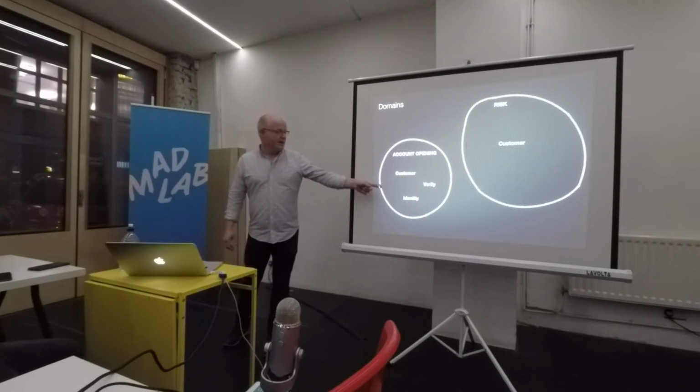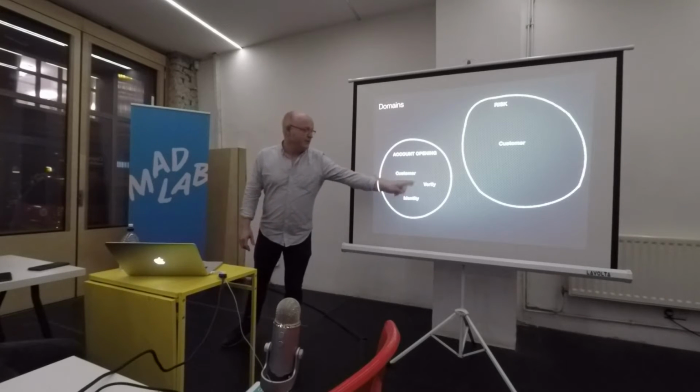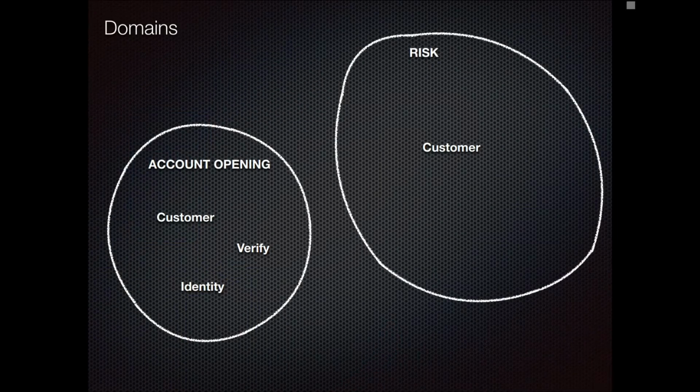So customer and identity are just, imagine plain old Java objects, you know. Imagine a stakeholder of some sort, or even a data table, doesn't matter. Verify is different, that's behaviour. And then right on the other side, customer over there is different. So if you... Sorry. Yeah.